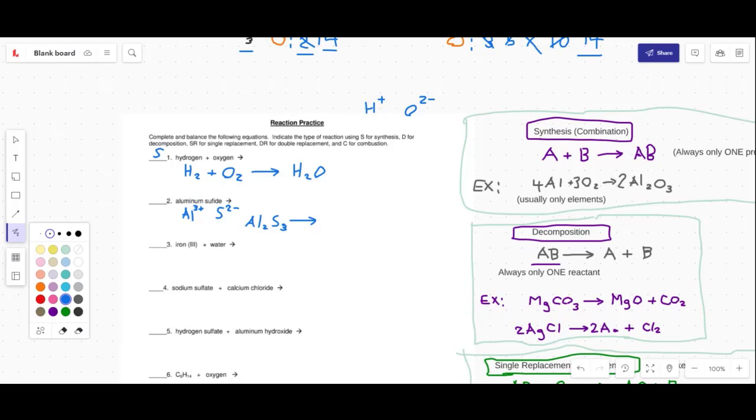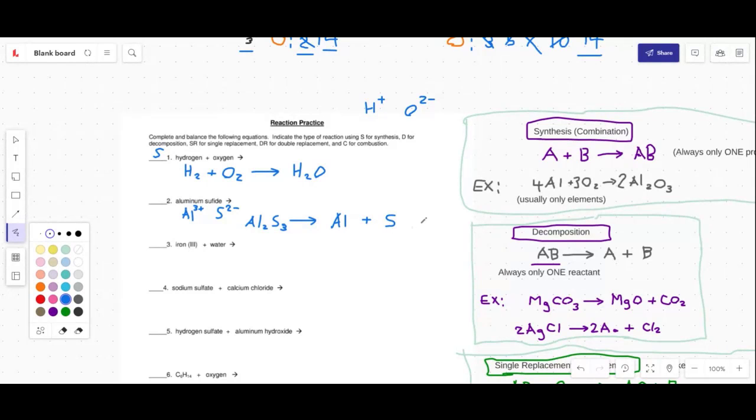You can either type it in the chat or turn on your mic if you want. What type of reaction is this going to be? Aluminum sulfide reacts. Decomposition? It's decomposition. Very good. Absolutely. And if it's a decomposition, that means it's just going to break down into its elements. That means it's just going to go to aluminum and sulfur.